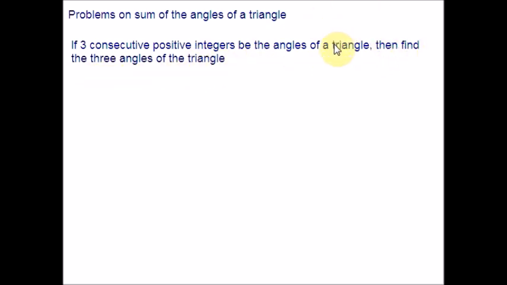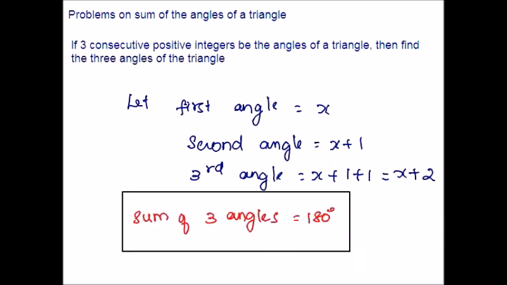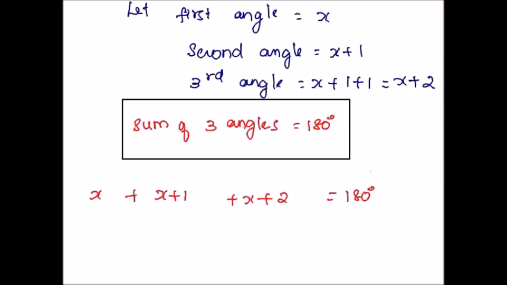Obviously a triangle will have just 3 angles, so let the first angle be some unknown value x. The angles are consecutive, it means one after the other, so just add 1: x plus 1 and x plus 1 plus 1, which is nothing but x plus 2. Now let's use the fact that the sum of the 3 angles of any triangle is equal to 180 degrees. Same as the previous examples, let us add these 3 expressions. As usual, combine the like terms and solve for x.